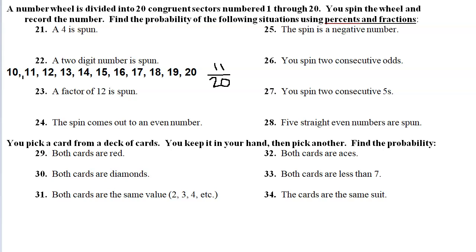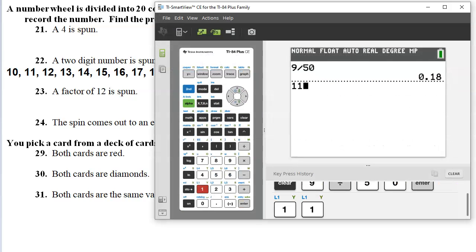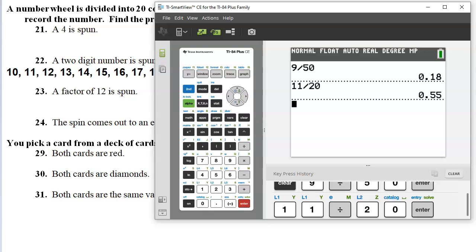Okay, you've got 11 through 20. There's 10 numbers right there, and then there's also the number 10. So there are 11 different options out of the 20. It does say write your answer using percents and fractions, so we're going to do 11 divided by 20, which would be 55%.